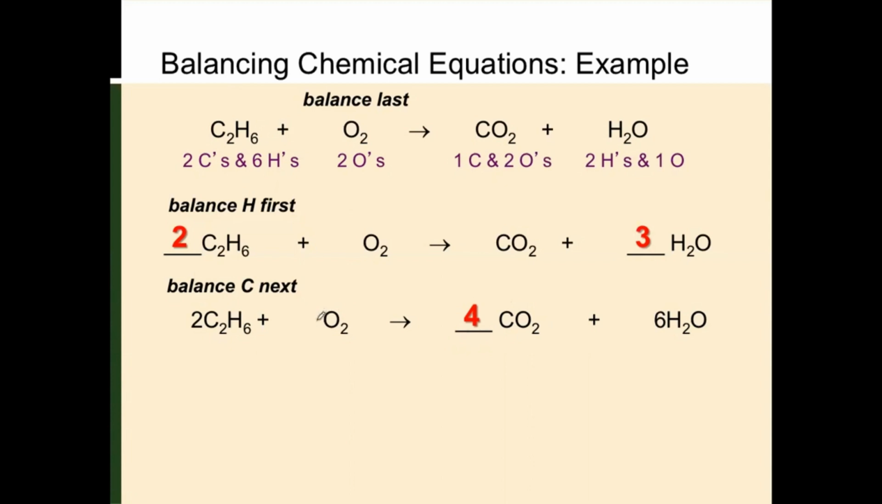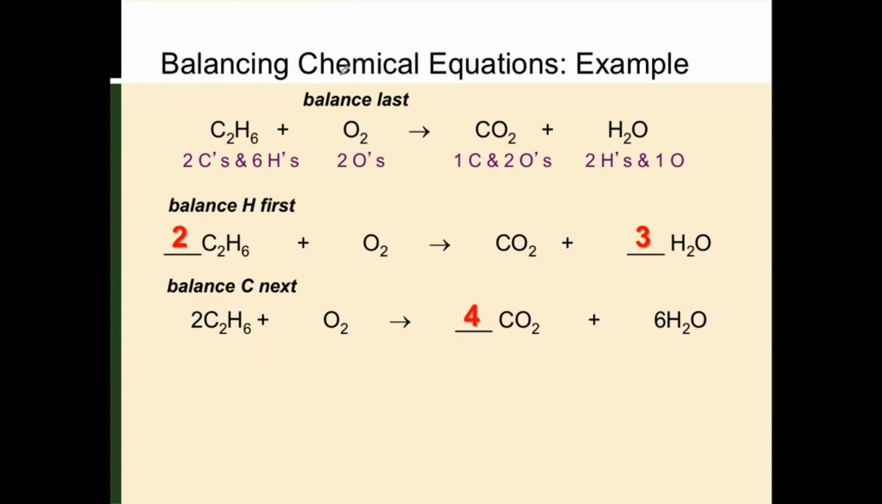So what we do is we count up the number of oxygens on our product side. So we have 4 times 2 is 8, plus 6 times 1 is 6. So 8 plus 6 gives us 14. So how many oxygens do we think we need? Answers in the chat, please. If we need 14 oxygens, how many oxygen molecules will we need?